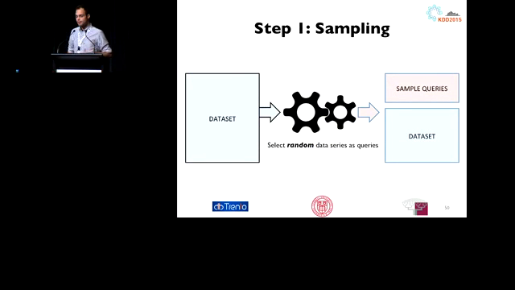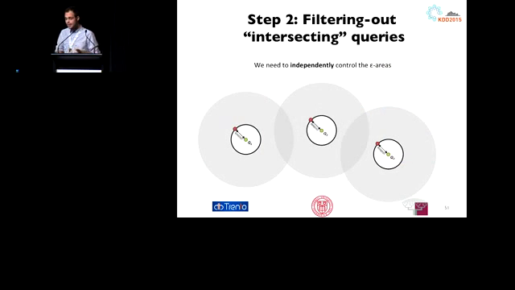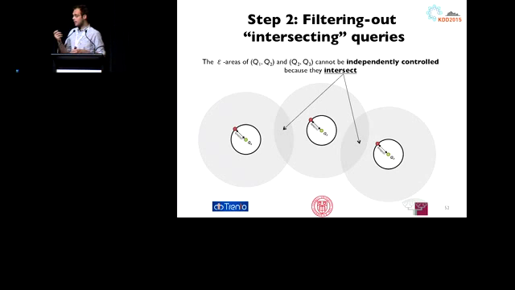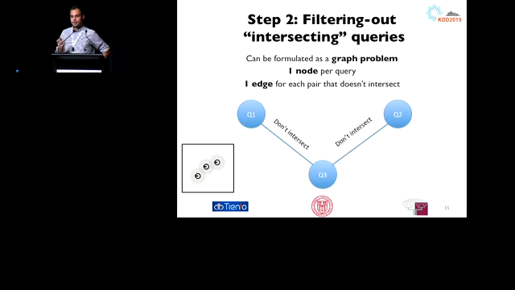The first step is trivial. We just split the data set into queries and data. In the second step, we need to identify epsilon areas that can be independently controlled. So in this example, we cannot independently control Q1 and Q2, and Q2 and Q3, because their epsilon areas intersect. So we formulate this problem as a graph problem. We have one node per query and one edge for each pair that doesn't intersect.